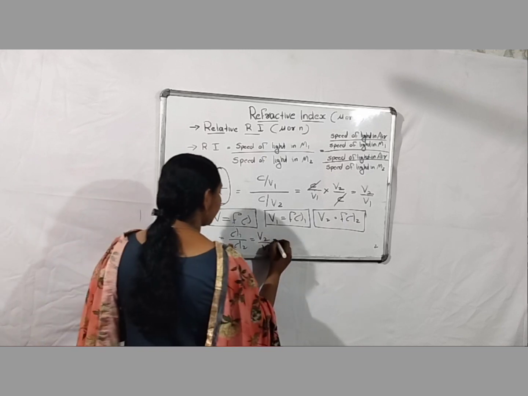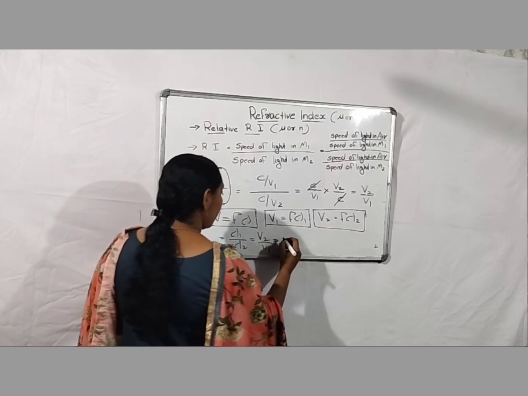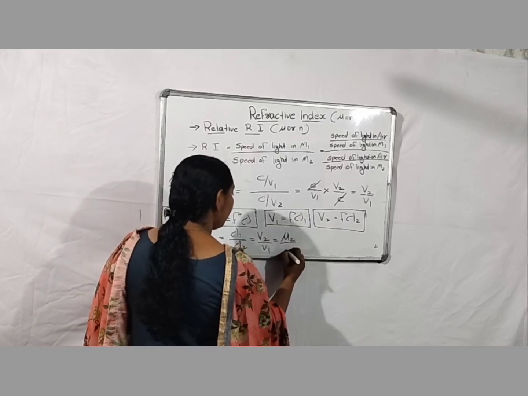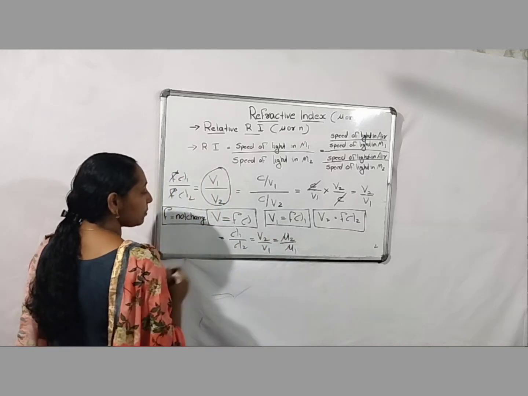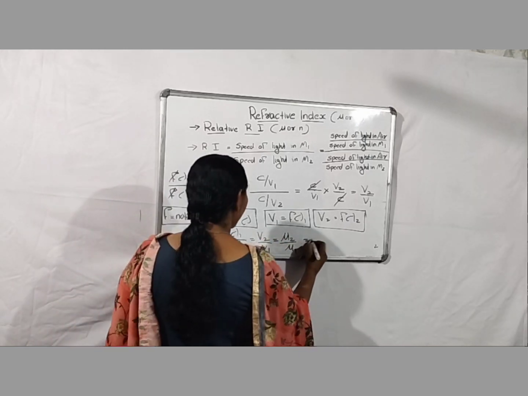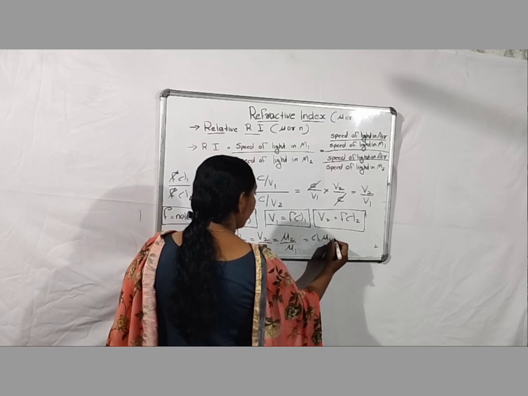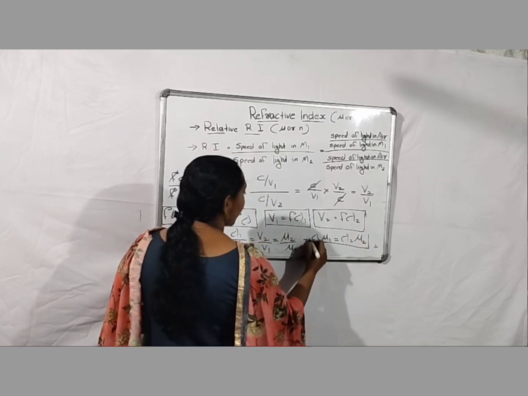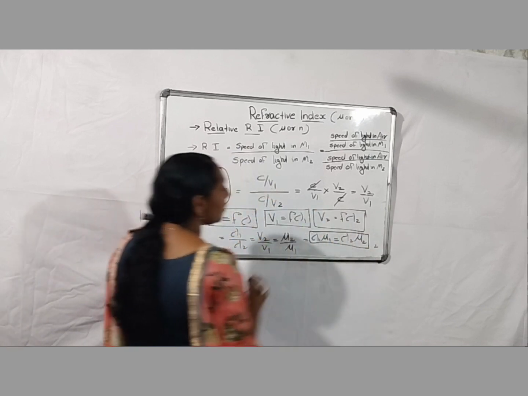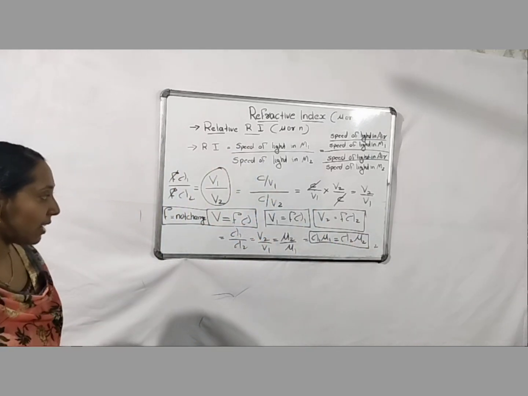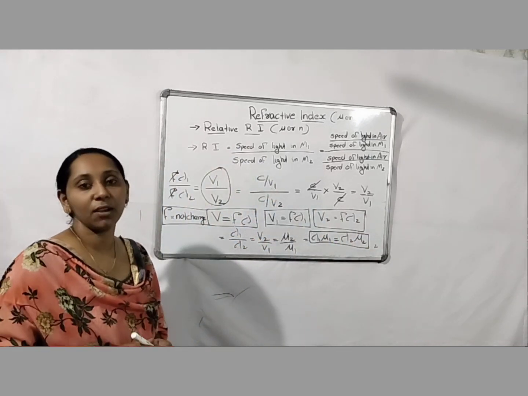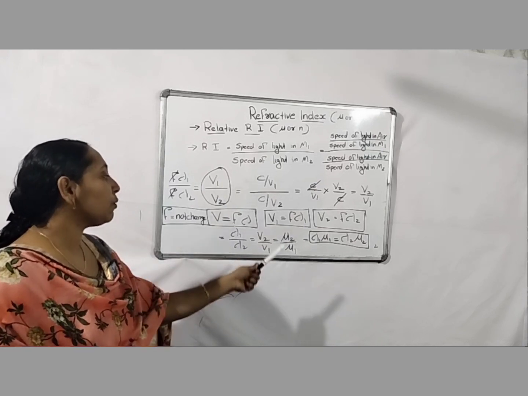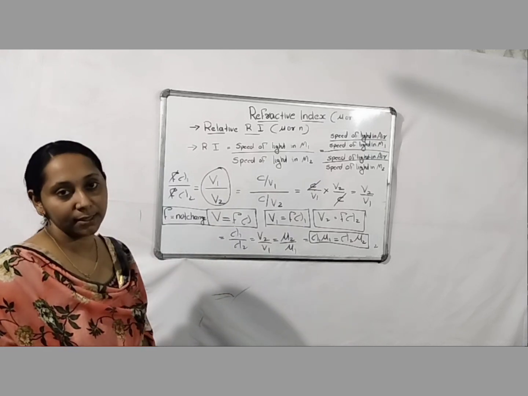That means mu 2 by mu 1. Refractive index mu 2 by mu 1. I can replace here lambda 1 mu 1 equal to lambda 2 mu 2. This expression is in the case of relative refractive index. Okay, lambda for wavelength, mu for refractive index.